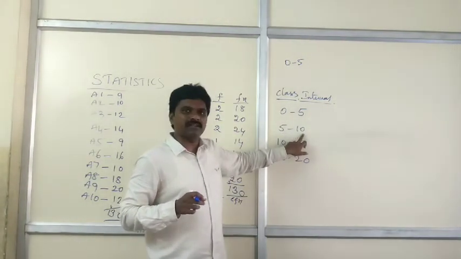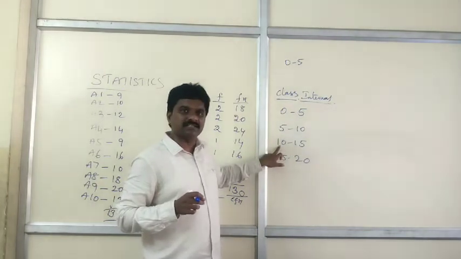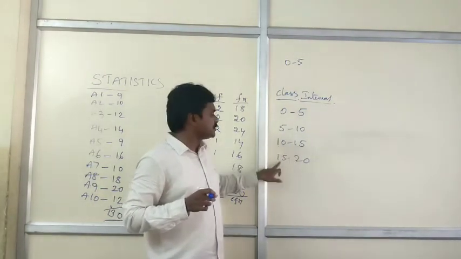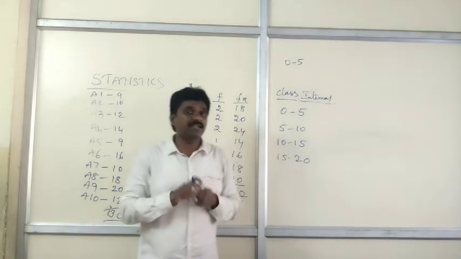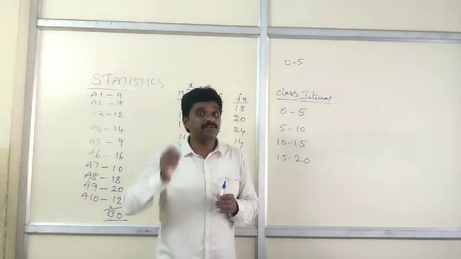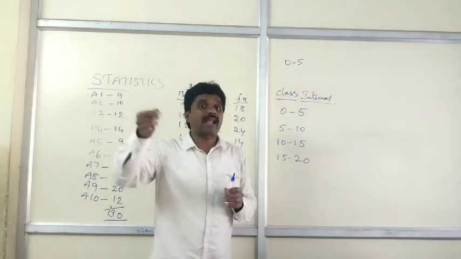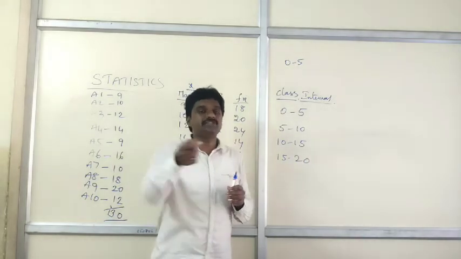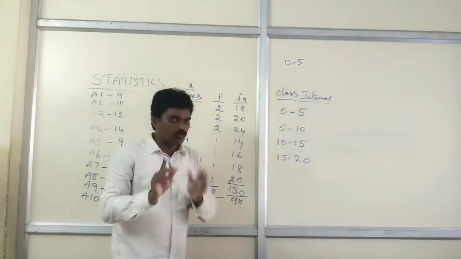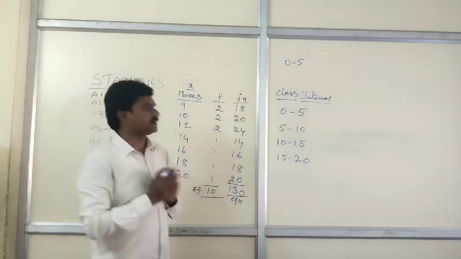If he gets 10 marks, he should be posted in this class. If he gets 15 marks, he should be posted in this class. So very clearly, if a student gets a mark equal to the highest boundary or upper boundary of the class, he should be posted in the next class. Now, these are the marks that I have entered.